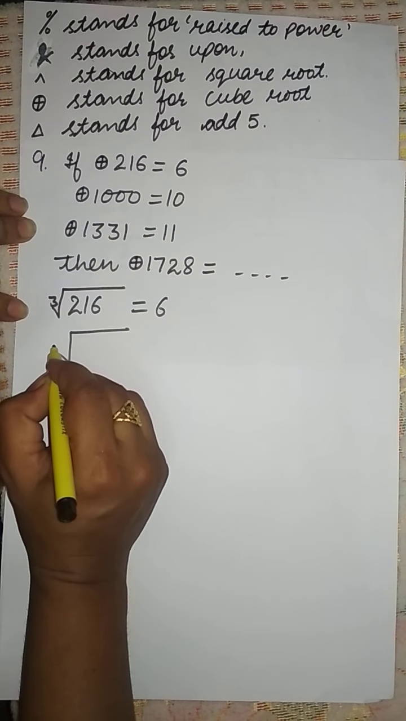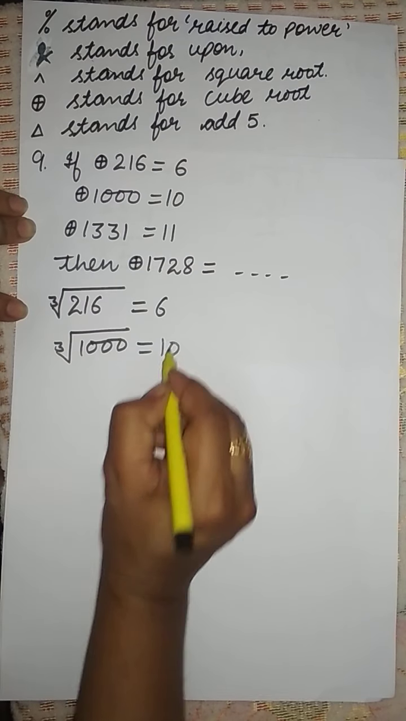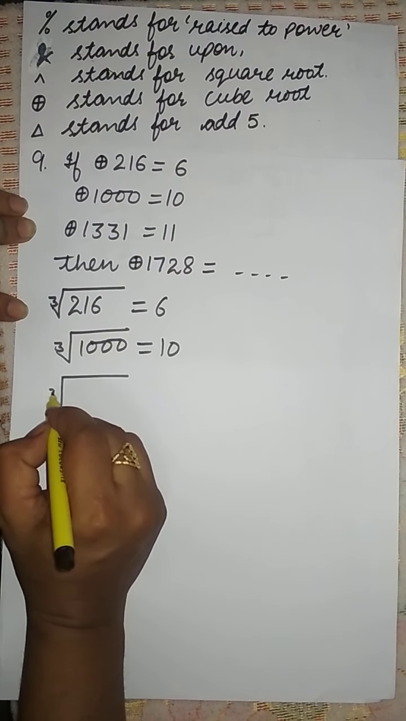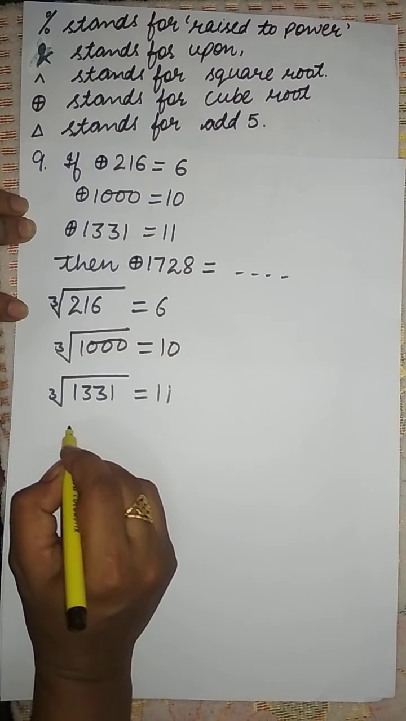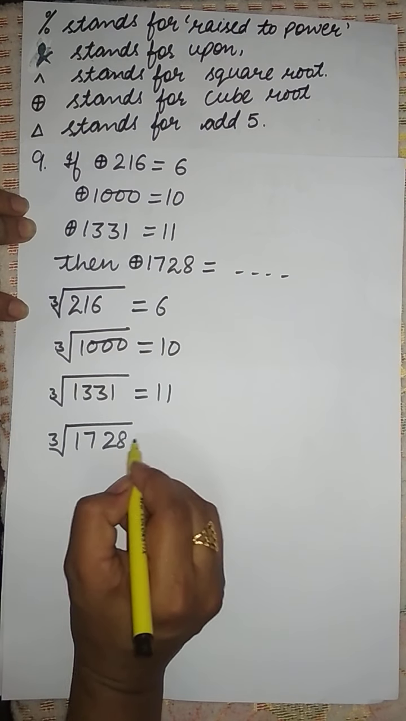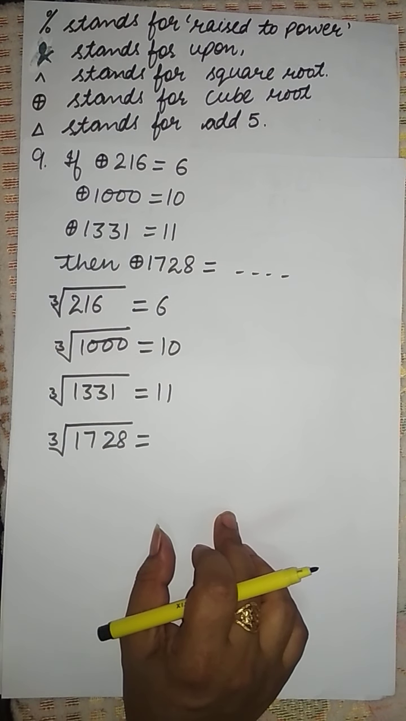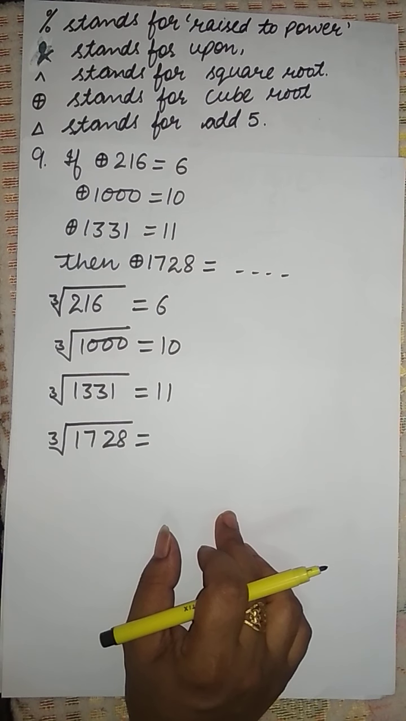Cube root of 1000 is equal to 10. Cube root of 1331 is equal to 11. And I have to find out the cube root of 1728. Students, whenever we want to find out the cube root of a given number, we have to do the prime factorization only. This topic you also have done in your maths book, that is chapter number 7, cubes and cube roots.